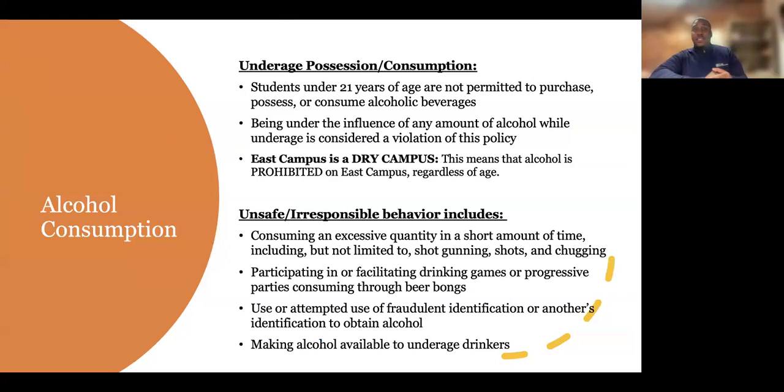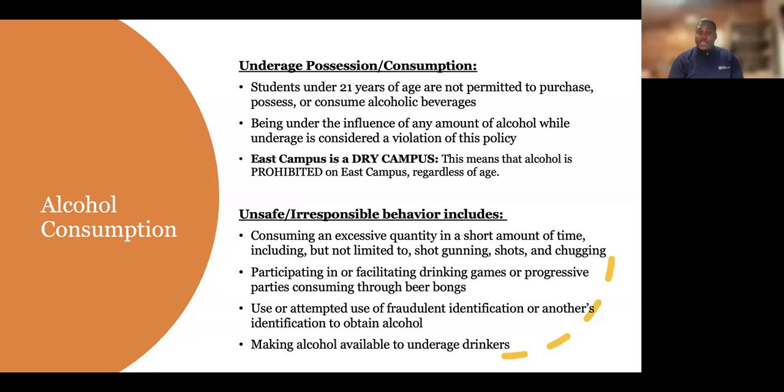So alcohol consumption, underage possession, consumption, some of this is really standardized amongst federal law, right? Students under the age of 21 are not permitted to purchase, possess, or consume alcoholic beverages. Being under the influence of any amount of alcohol while underage is considered a violation of policy. East Campus is a dry campus, meaning that alcohol is prohibited on East Campus regardless of age.